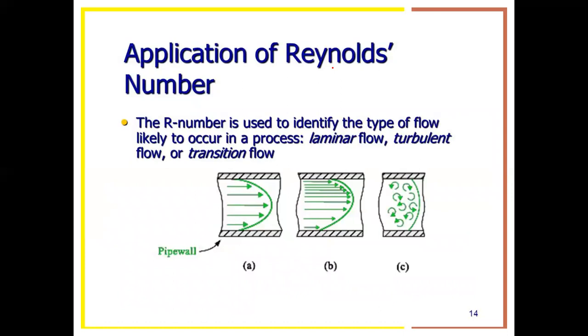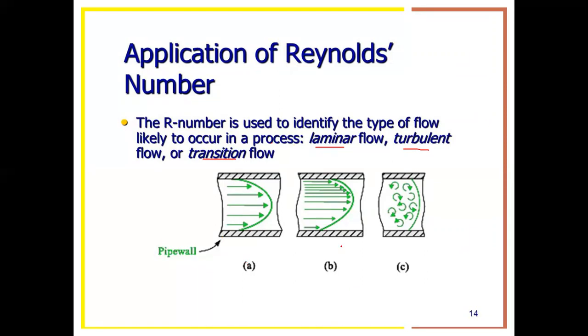Applications of Reynolds number. The Reynolds number is used to identify the type of flow likely to occur in the process. It is mainly used for the study of the types of flows: the laminar flow, the turbulent flow, and also the transition flow. So this is the pipe wall. In the circular pipe cross section, whenever the arrow marks are going in a straight line fashion, that is nothing but a laminar flow.